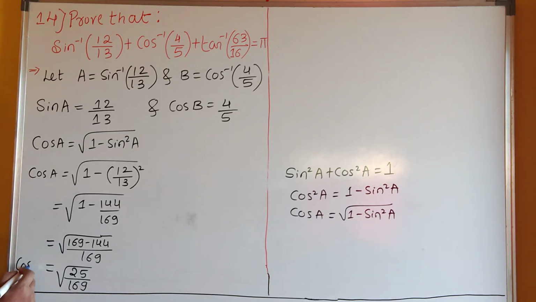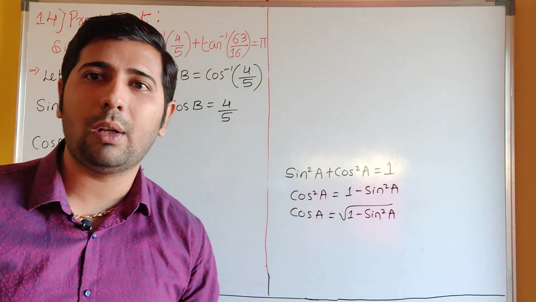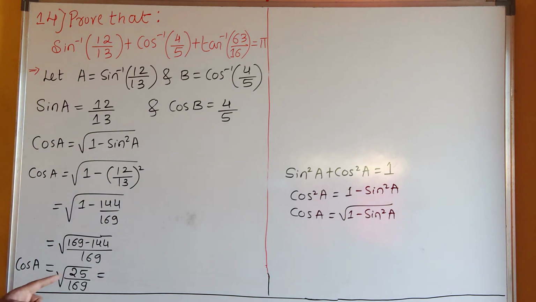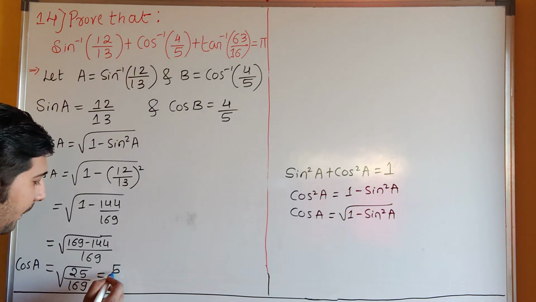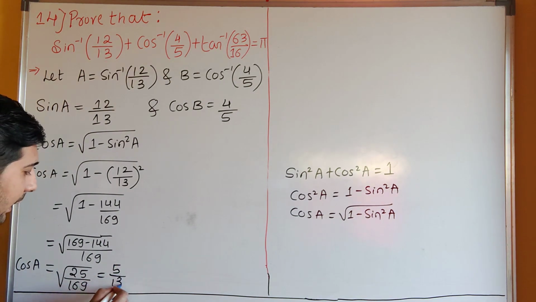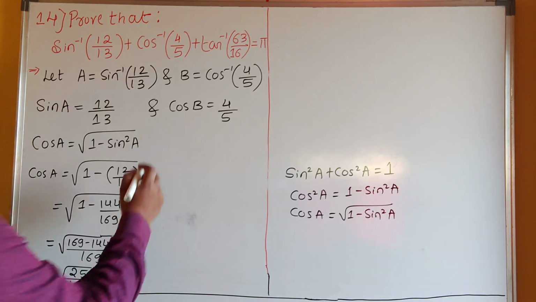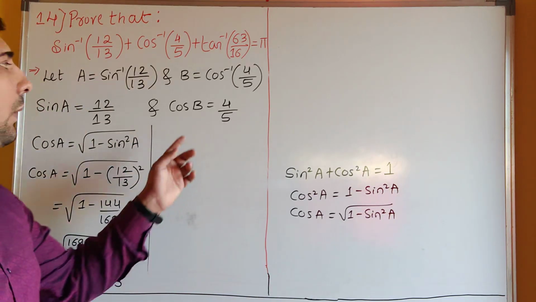Cos A. See here, the cos A value will become, root belongs to both or not? 25 also, 169 also here. So root 25 is 5, root 169 is 13, dear students. I hope you are understanding. So similarly we will find what?